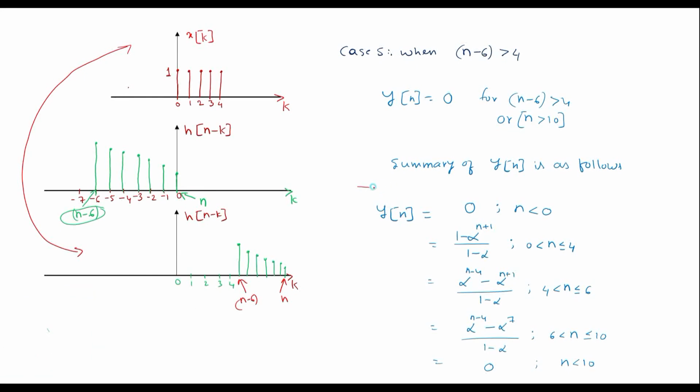So this is the required y of n when we perform the convolution between x of n and the given h of n.